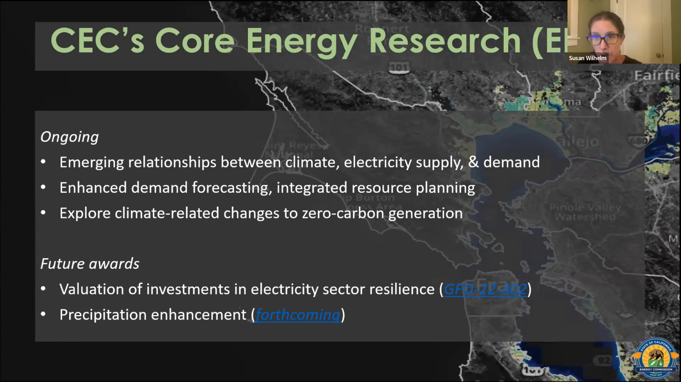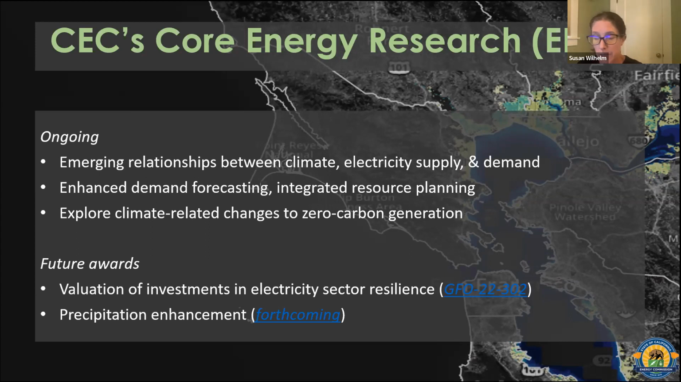First, through GFO Grant Funding Opportunity 22302, which you see on the first bullet, the link on the far right, we will contribute to development of methods for valuation of societal benefits of customer and grid resilience investments, such as microgrids, distributed generation, storage. This solicitation is currently in the application phase, with applications due mid-January and pre-application workshop tomorrow.